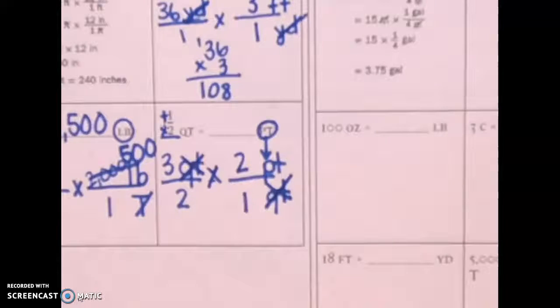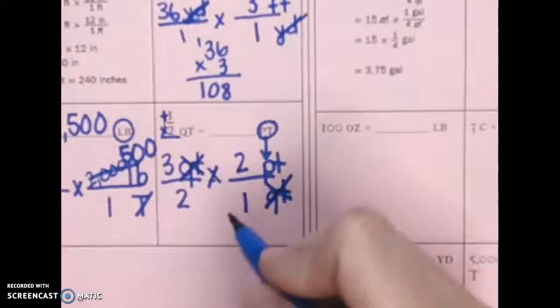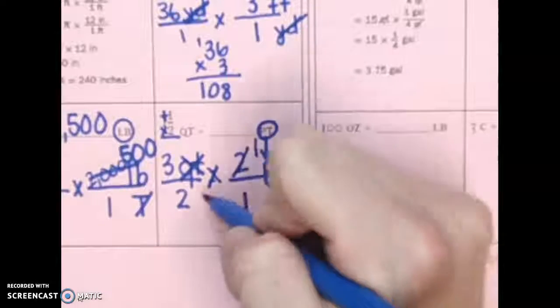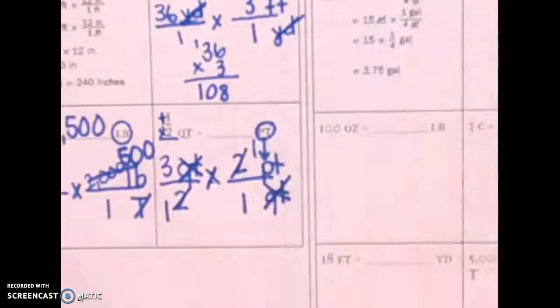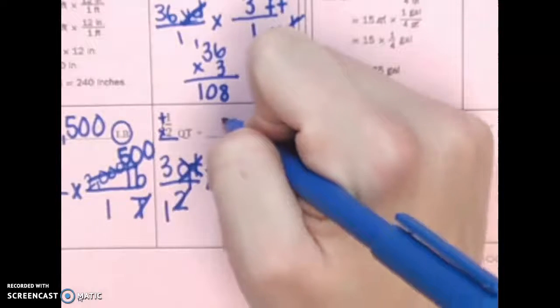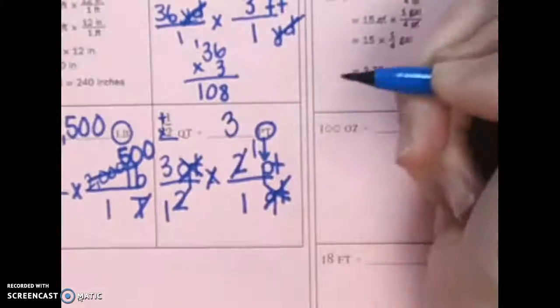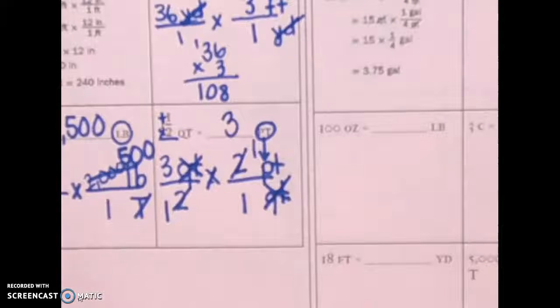Before we multiply the numerators and denominators, let's check for cross-canceling. Can we cross-cancel? Yes. Our 2's can become 1's, and we get even more excited because they're all 1's except for one number. Who knows what the answer is? Calvin. 3 over 1, which is just really 3. So 1.5 quarts equals 3 pints.